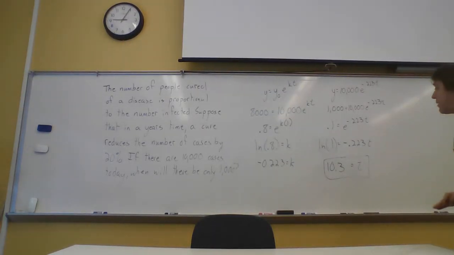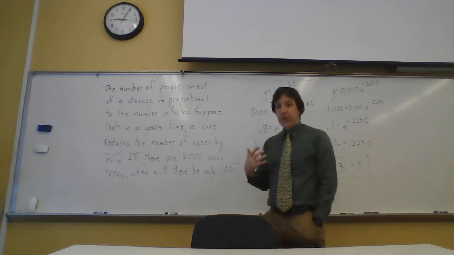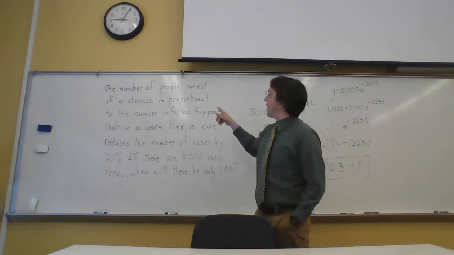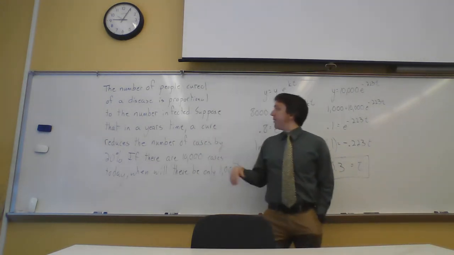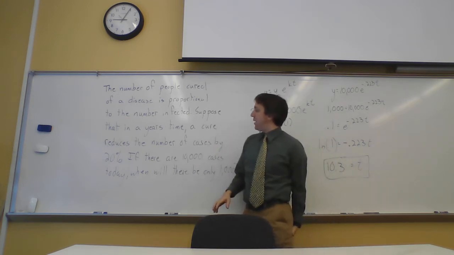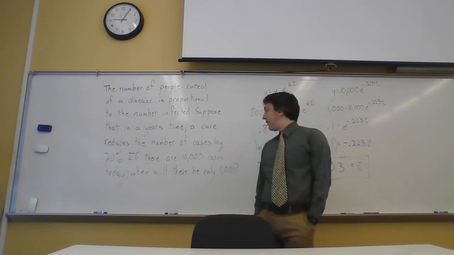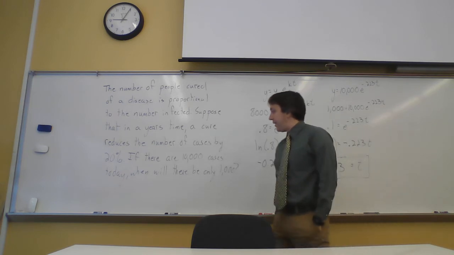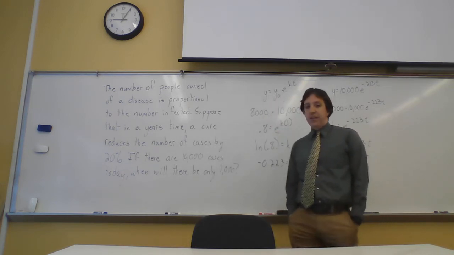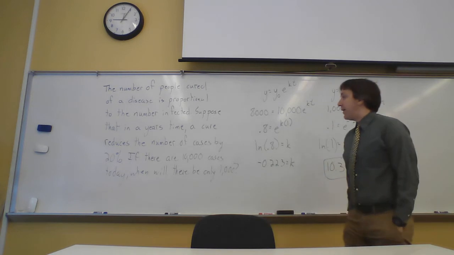All right, so here's our exponential problem. The number of people cured of a disease is proportional to the number infected. Suppose that in a year's time, a cure reduces the number of cases by 20%. There are 10,000 cases today. When will there be only 1,000? All right.